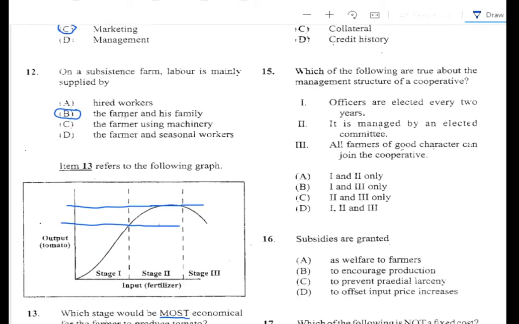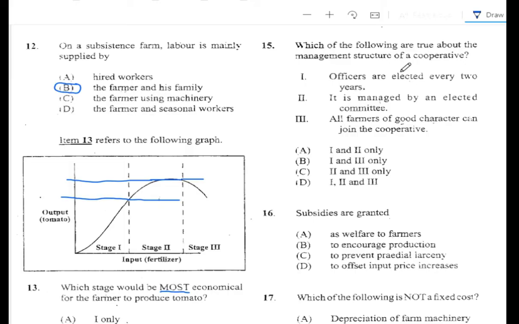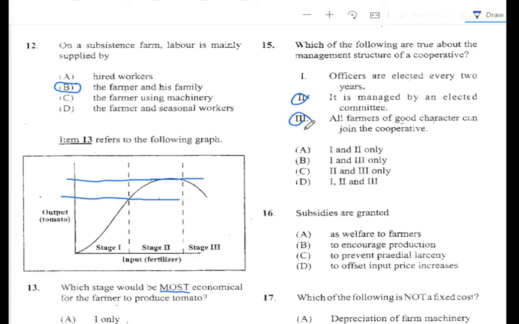Question number 15. Which of the following are true about the management structure of a cooperative? 1. Officers are elected every 2 years. No. Officers normally are elected every 1 year, so this is not correct. 2. It is managed by an elected committee. Yes. 3. All farmers of good character can join the cooperative. Yes. So the answer is C, 2 and 3 only.